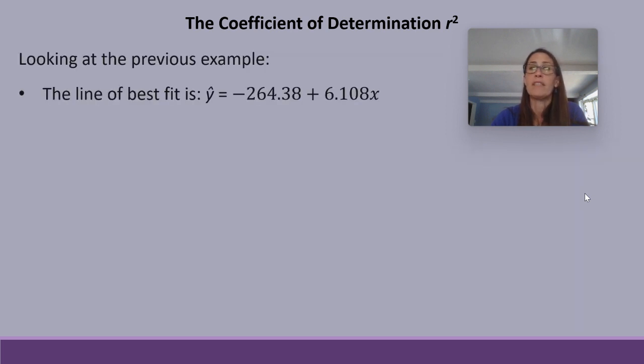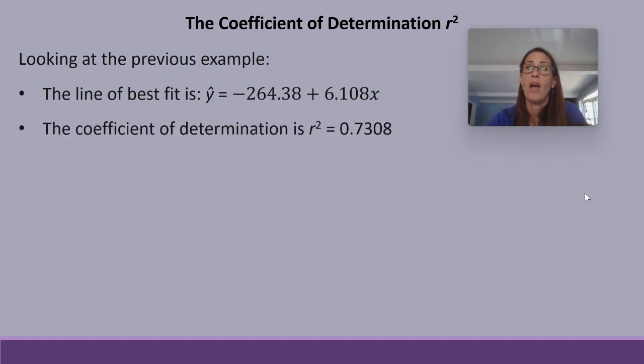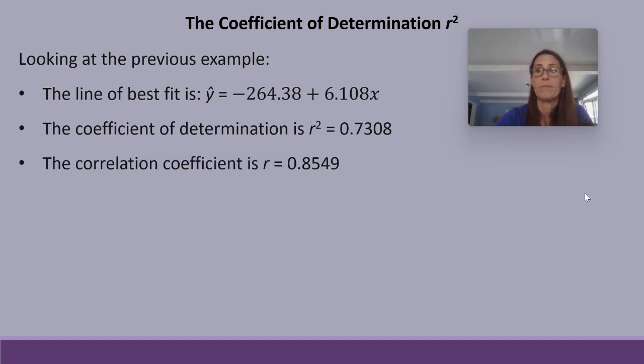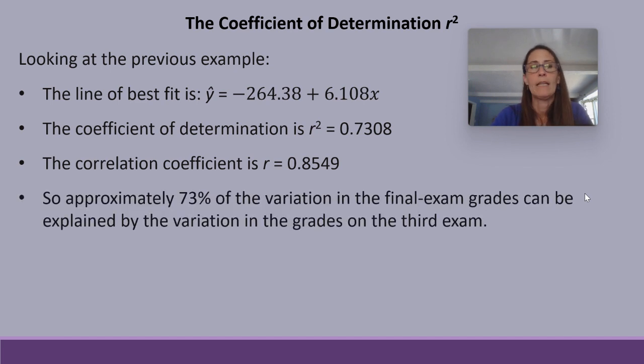Looking at our previous example where the line of best fit was Y hat equals negative 264.38 plus 6.108X, our coefficient of determination R squared was 0.7308. Square rooting that gives us a correlation coefficient of R equals 0.8549. That is bigger than 0.7, so it is a significant correlation.